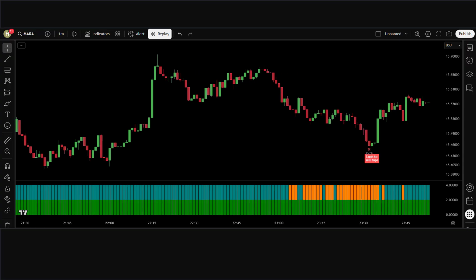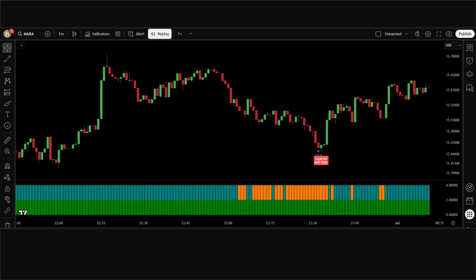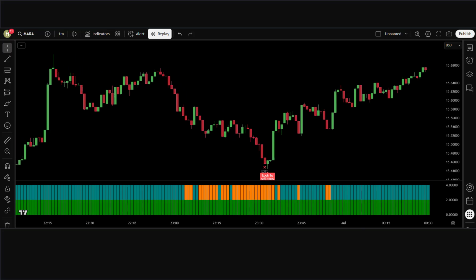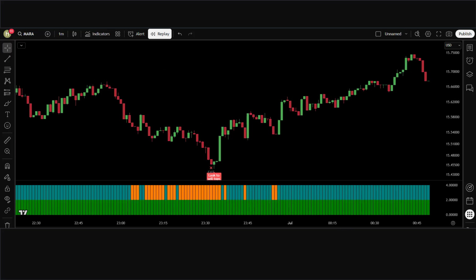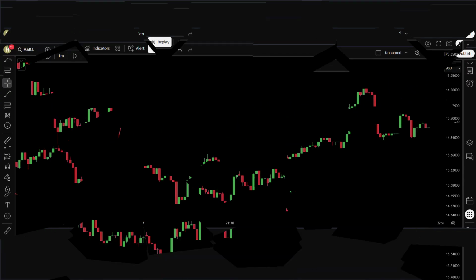Ready to see it in action? Stay tuned as we break down how to add it to your TradingView chart, customize the settings, and use it to plan high-probability trades. Let's get started.